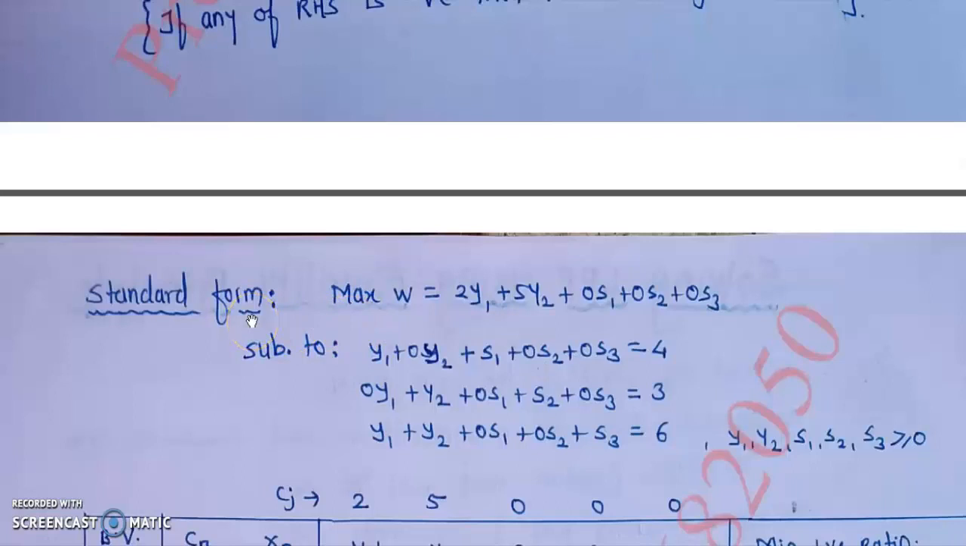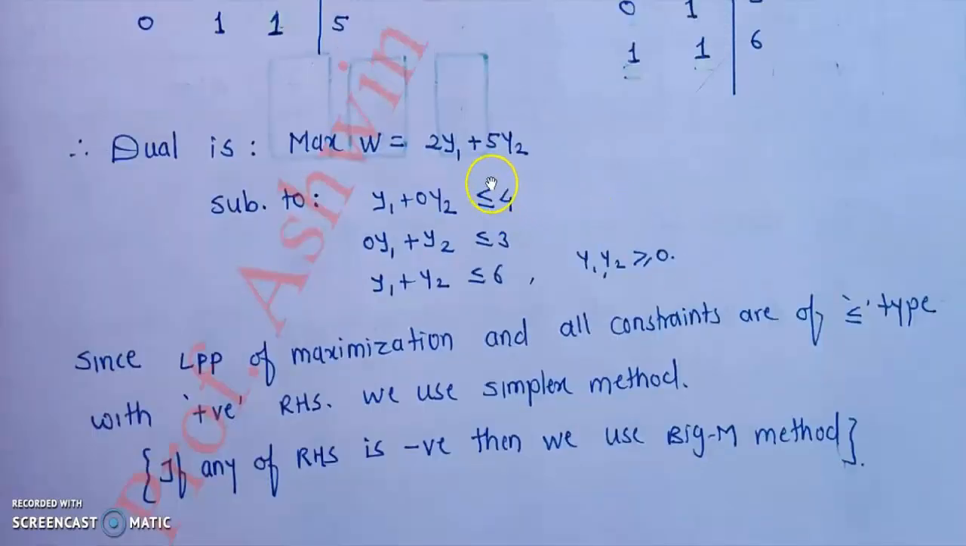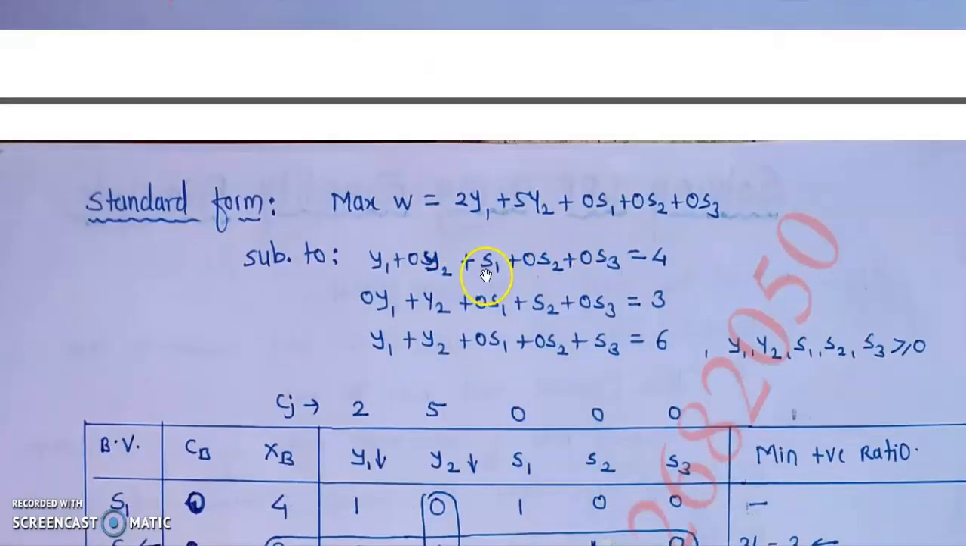So we have the standard form of this dual: maximize W equal to 2y1 plus 5y2 plus 0s1, 0s2 and 0s3. Why are these slack variables being used? Because we have three inequality constraints. We have to add something to the left side to make them equal to the RHS. So what to add? We have denoted them by S1, S2 and S3, and these are known as slack variables. They are added, S1 in the first constraint, S2 in the second constraint and S3 in the third constraint respectively, and that's why all equations have all the variables with 0 or 1 coefficients accordingly.